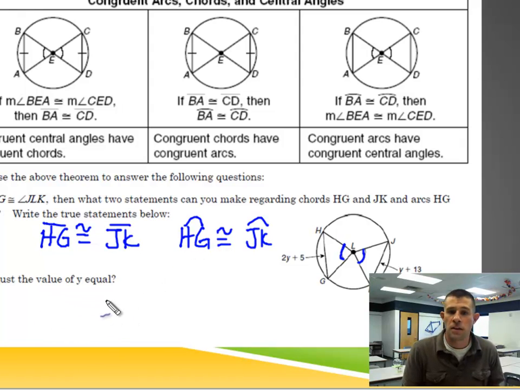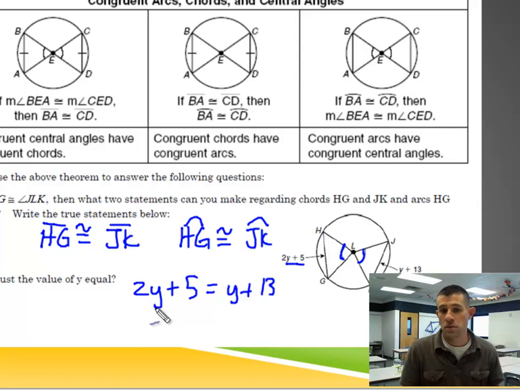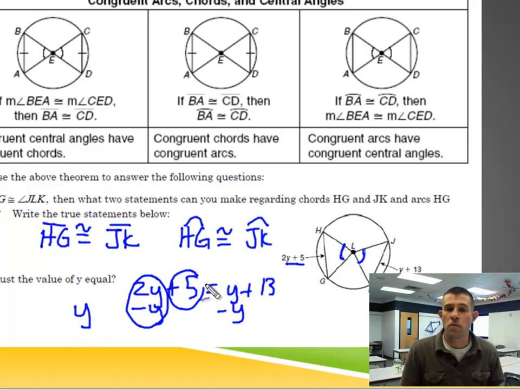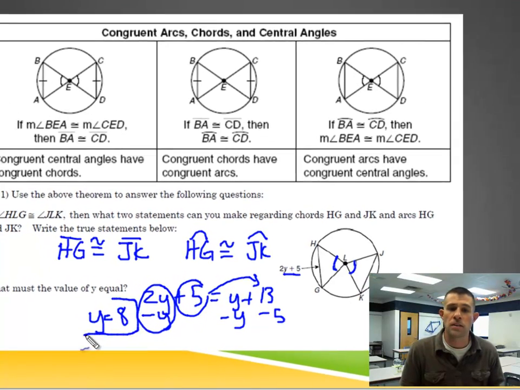And I know that if they are equal to each other, I can set the two expressions equal to each other and I can find my value of y. So 2y plus 5 is equal to y plus 13. Simply going to combine my like terms. I'm going to subtract y from both sides. That's going to leave me with just y on this side now. And I'm going to take my 5 and move it over by subtraction. So that's 13 minus 5, which is 8. So y is equal to 8.